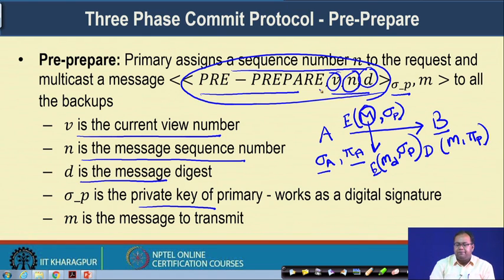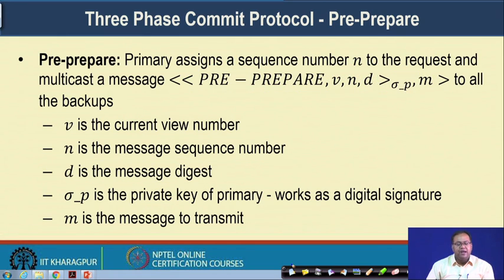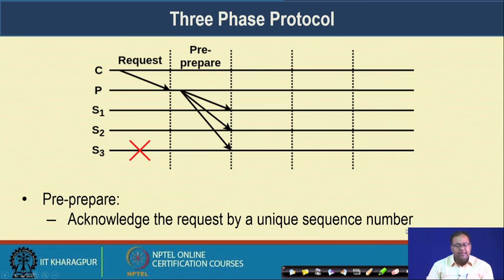So, the similar concept is applied here with the message that we are transmitting, the message M. You also transfer the message digest and the entire thing encrypted with the private key of the primary, so that all other backups, whenever they decrypt this message with the public key of primary, they will be able to know that this particular message has originated from primary and it corresponds to the message which has been sent. So, this is the pre-prepare message that is sent by the primary to all the backups after assigning the sequence number n. So, that is the thing in pre-prepare.